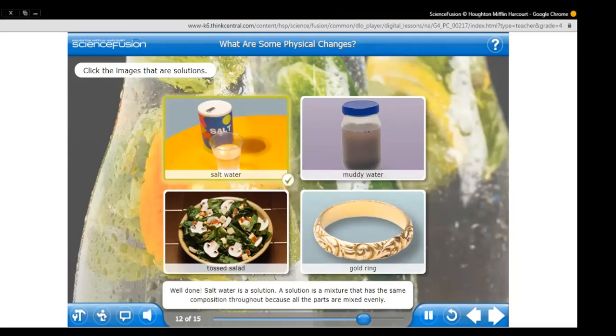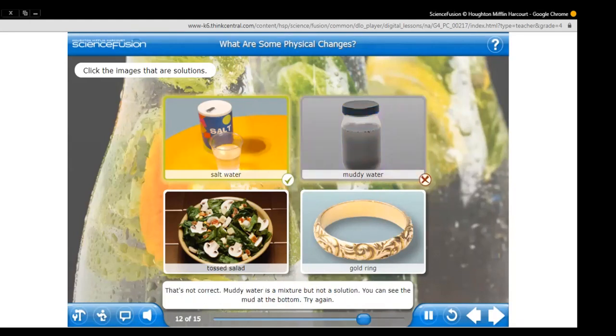Well done. Salt water is a solution. A solution is a mixture that has the same composition throughout because all the parts are mixed evenly. Okay. What do you think about muddy water? Is it a mixture or a solution? Mixture. That's not correct. Muddy water is a mixture but not a solution. You can see the mud at the bottom. Try again. So muddy water is a mixture, not a solution.